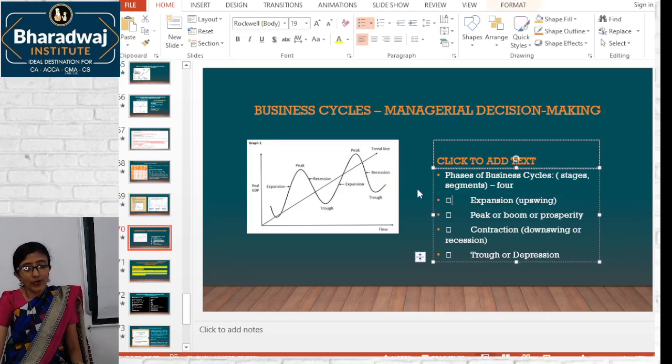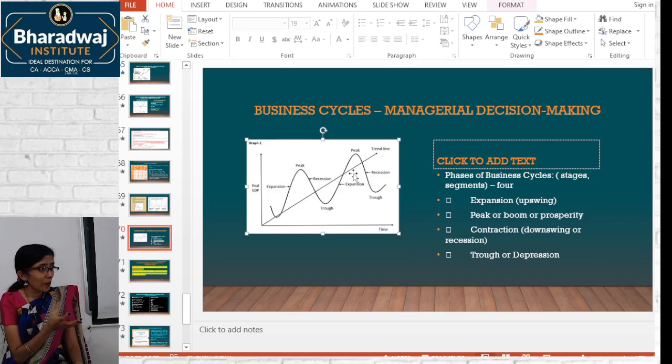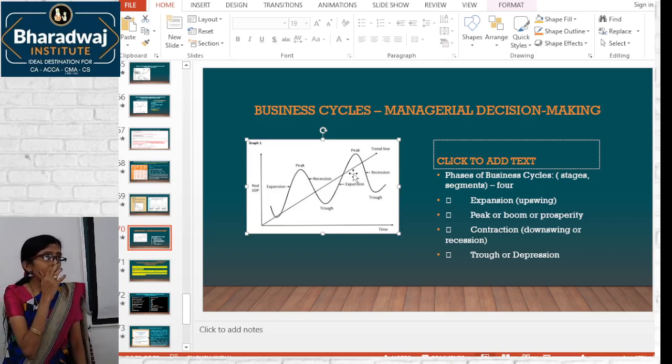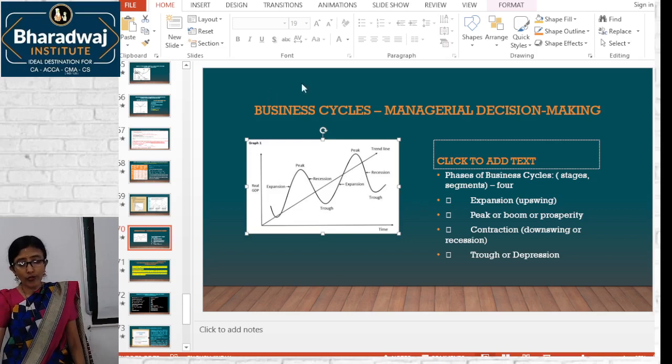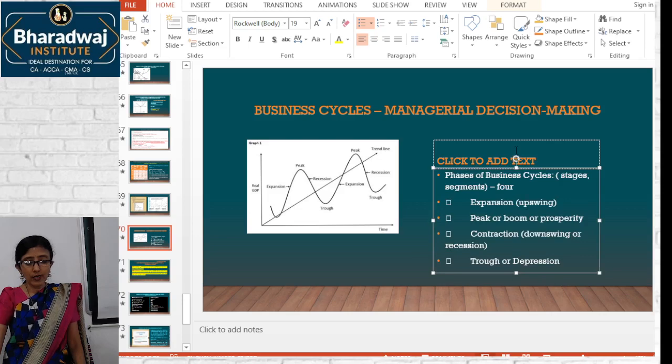Now, this is very, very important for understanding the economy, the economic fluctuations, and accordingly plan the managerial strategies. That's a basic thing, okay? Because these are out of our control. So if you can forecast and you are able to know the trend, accordingly you produce. Now look at the 4 phases. Repeatedly, please note this. 4 phases.